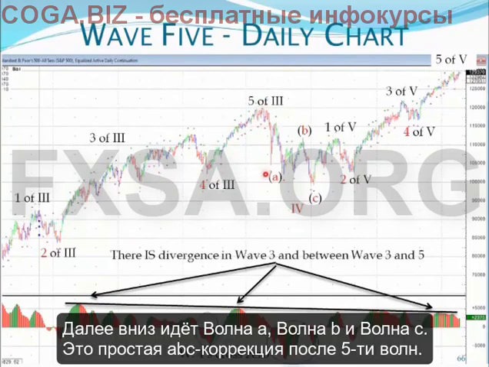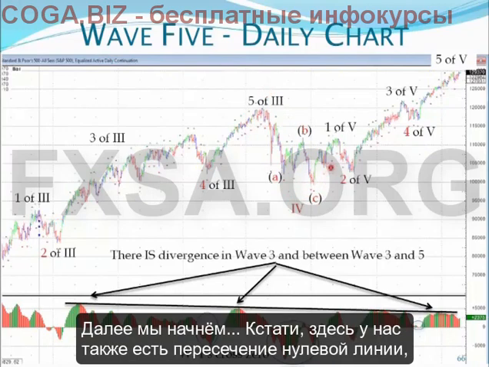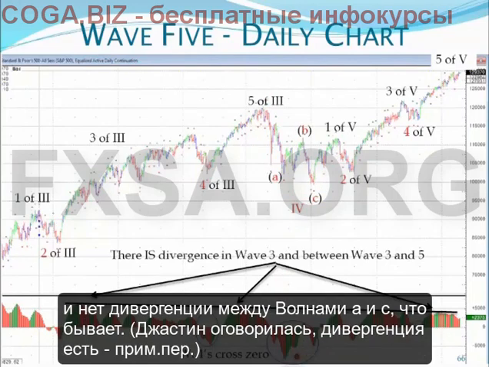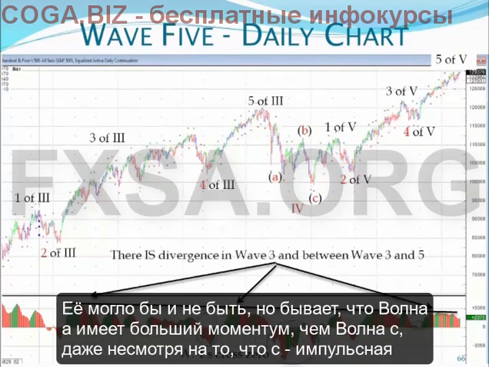Then we go down for an A wave, a B wave, and a C wave, a simple ABC correction after 5 waves. Then we're going to start up, and here, by the way, we also cross the 0 line, and there is no divergence between A and C, which is typical. We can have it, but typically we'll see A wave may have more momentum than the C wave, even though C is an impulse wave.